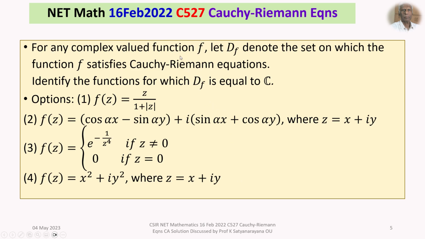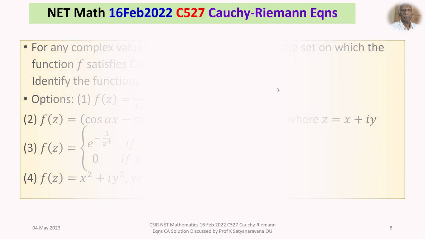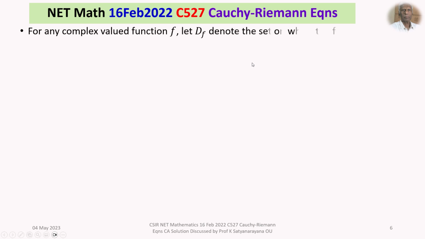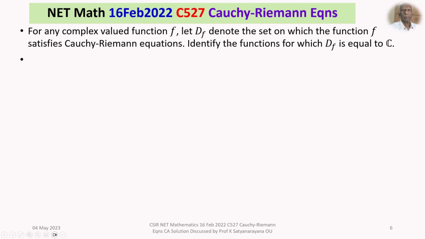And here we are given a complex valued function f, and d_f denotes the set on which the function f satisfies Cauchy-Riemann equations. Then we have to identify those functions from among the options 1, 2, 3, 4, for which d_f is equal to C. That is the given question.